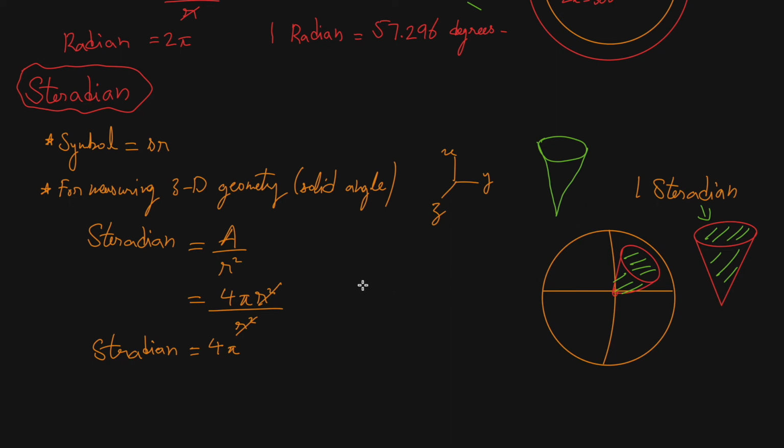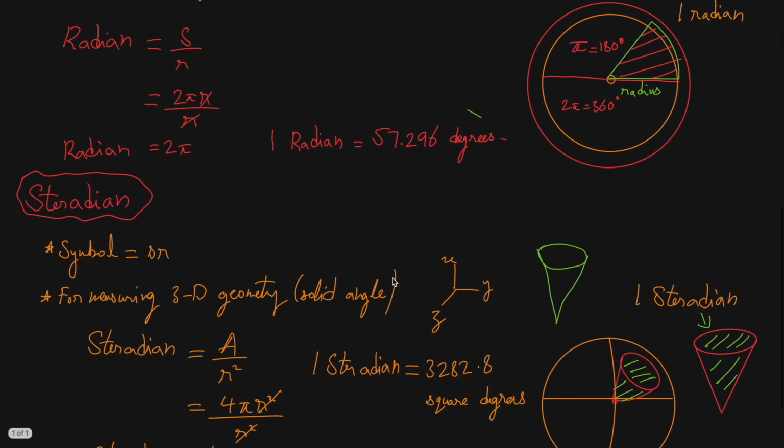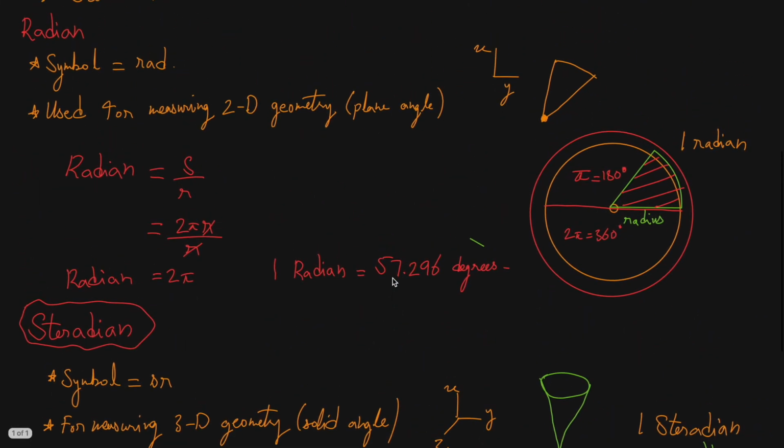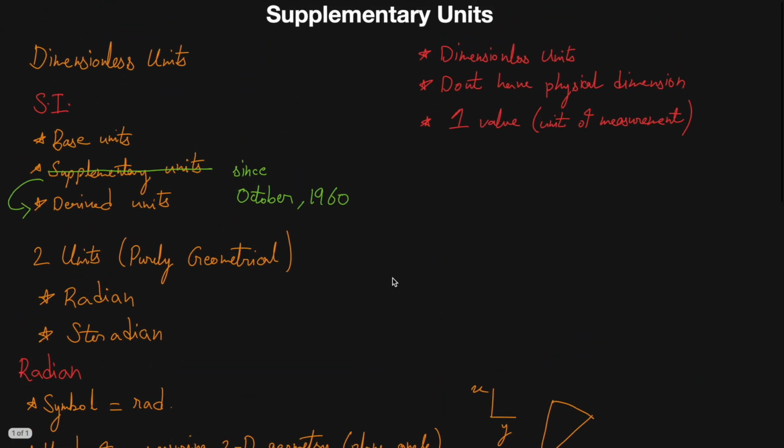Now, 1 steradian is approximately equal to 3282.8 square degrees. And now to mention those two points that I mentioned earlier in the video: they don't have any physical dimension and they have a value of 1.